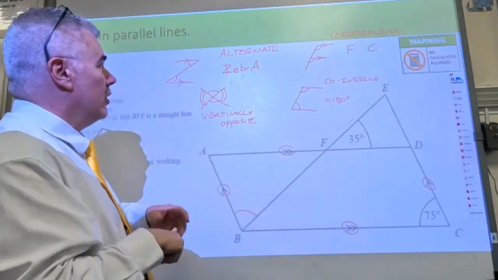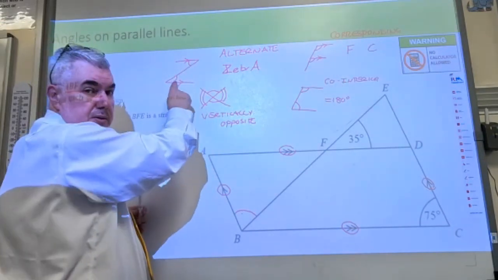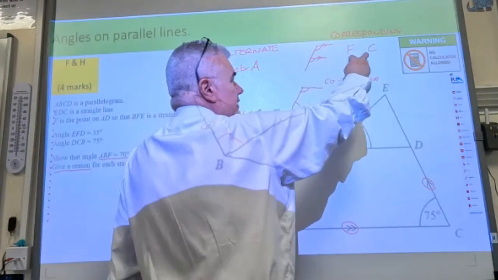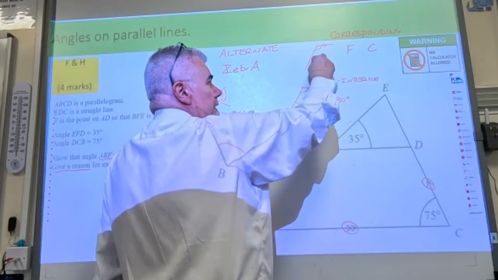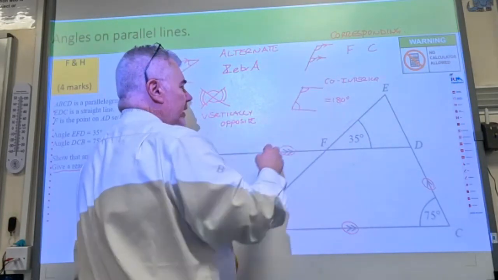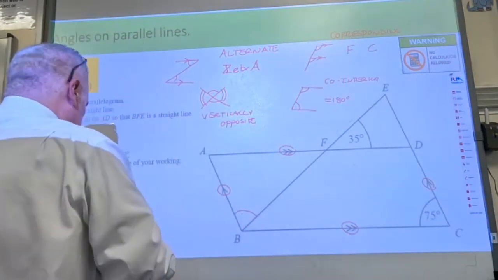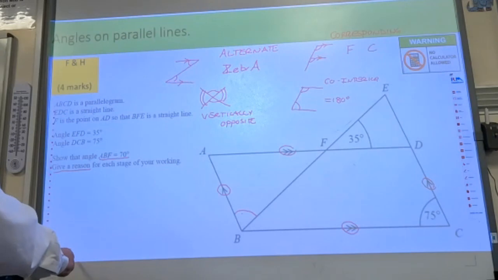I'm going to rub these out now because I need to make a bit more room so I can answer this question. But try and remember alternate Z angles in the arms. F is corresponding. Again in the arms. Co-interior, the ones in the middle, sum to 180. Vertically opposite angles are equal. I shall just rub those out.